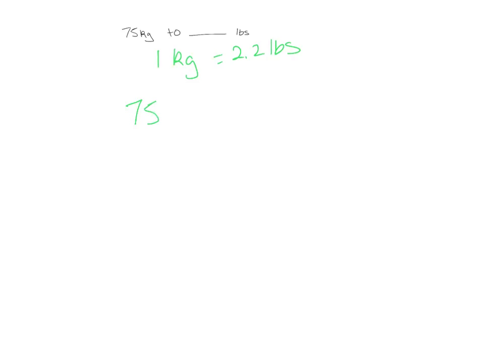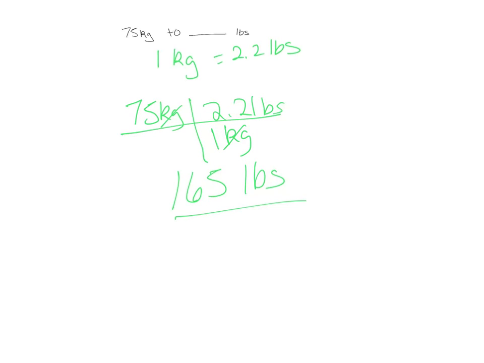So again, we're going to start by doing our little train tracks. This one's not going to be as long because there's not as much stuff to go through. But again, we're starting by putting the unit that we are beginning with in the top left, and then we're going to put our conversion in. So there's 1 kilogram on the bottom. Notice how the kilogram cancels out. 2.2 pounds goes on top. And now you should see that we've got pounds in the top right. It's where we wanted it to be. So we multiply across the top, divide by the bottom. 75 times 2.2, and then I know that it's dividing by 1, so we're just going to do 165 pounds. Okay, so 75 kilograms is 165 pounds.